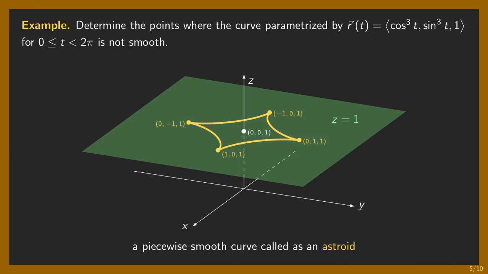And this is the curve. Okay? So as you can see, the curve lies on the plane z equals 1, and it moves from 1, 0, 1, then when t is pi over 2, when t is pi, it is here. When t is 3 pi over 2, it goes down here. And then it goes around. When t is 2 pi, it is here again. This curve is what we call an asteroid.